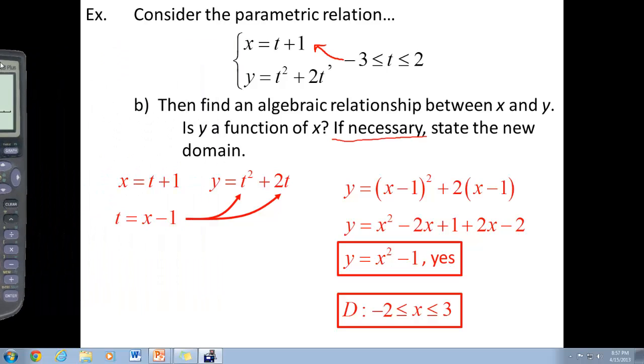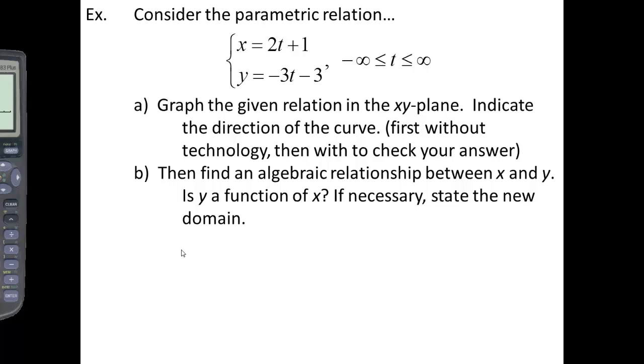Alright, so let's look at the next problem. Just like we did on the last one, you can try this one out on your own and then hit play when you're ready.